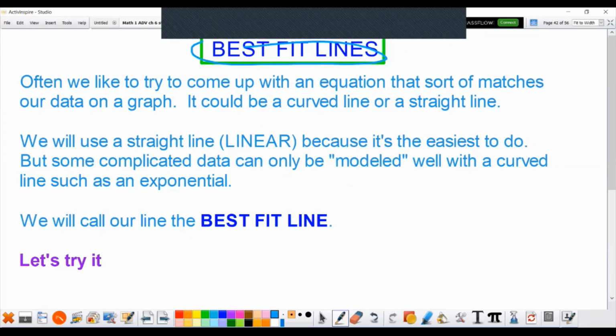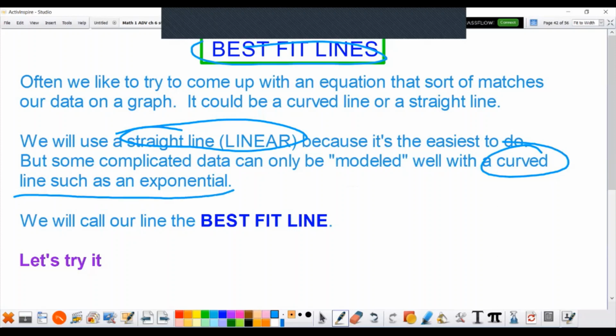Okay, best fit lines. Often we like to come up with an equation that sort of matches our data on a graph. It could be a curved line or a straight line. We'll use a straight, linear line because it's the easiest to do. But some complicated data can only be modeled well with a curved line, such as exponential.